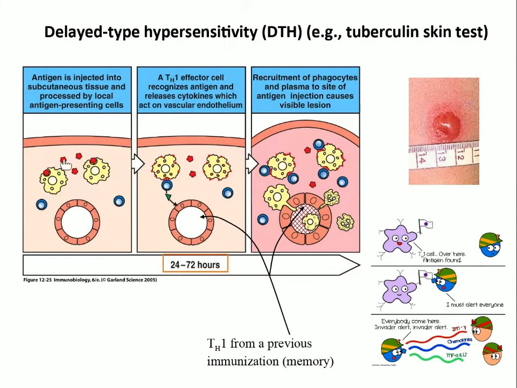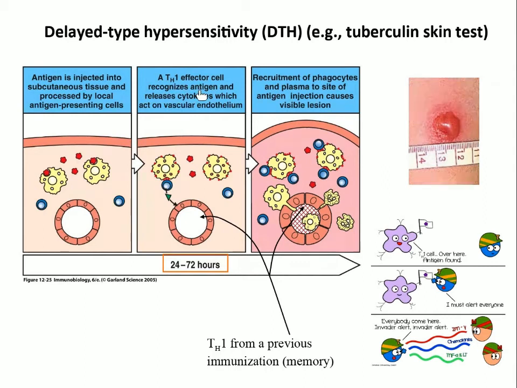They will receive or bind to the antigen that was injected through the skin. Of course, then it will stimulate immune response through T helper cell. See, T helper from previous immunization. You have memory. Now what will happen? Th1 effector cell recognize this antigen.